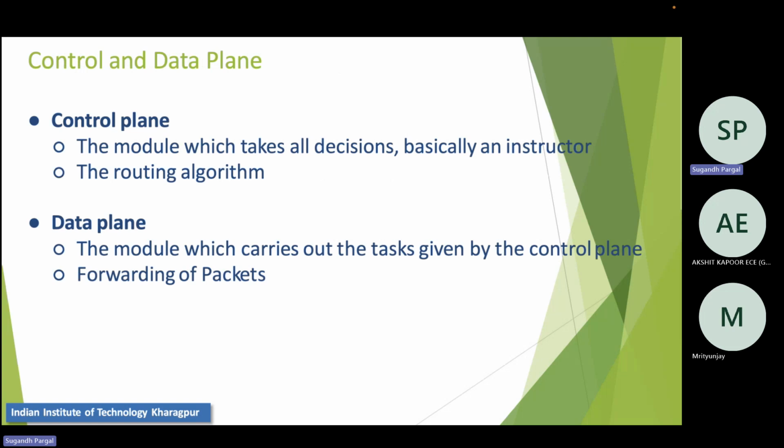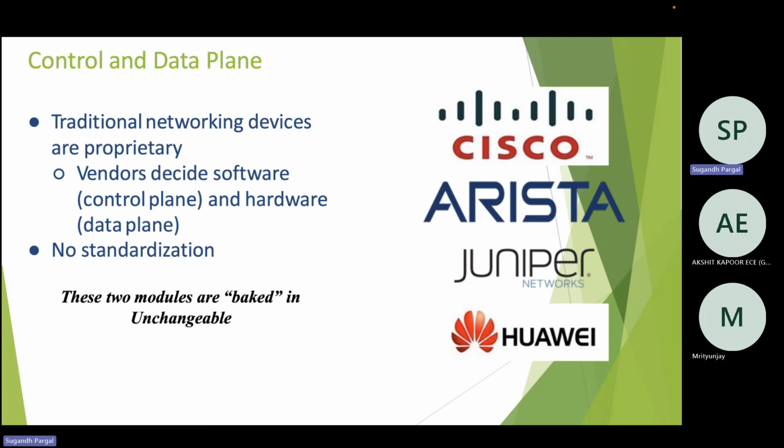So as we know, there are two planes. One is the control plane, which is the head or the brain, which takes all the decisions. It's basically an instructor, which stores the routing algorithm and forms the routing table. And then the data plane is the module which carries out the task given by the control plane, that is forwarding of packets.